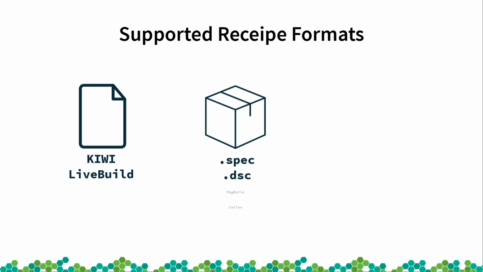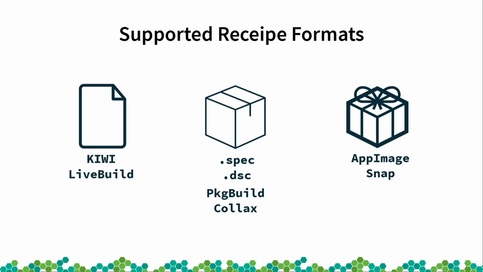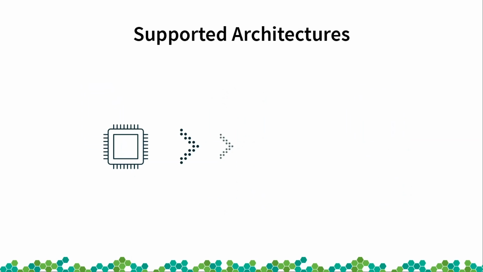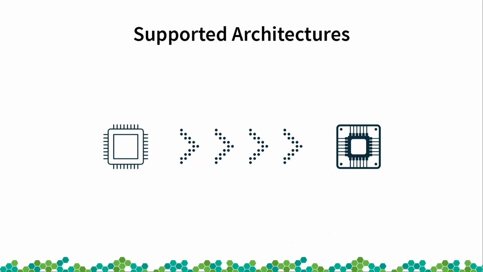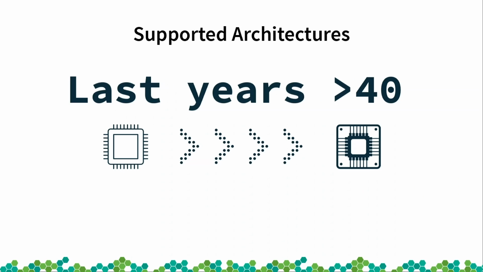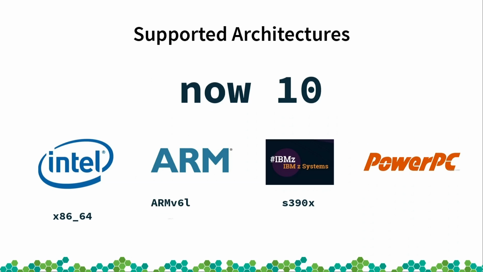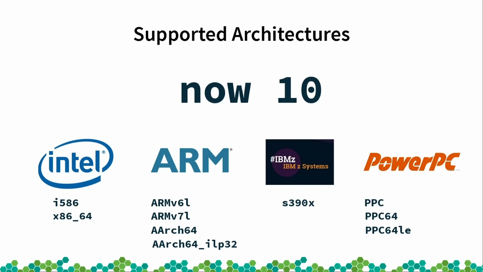After we support also Colax and RPM package build. And from later, also app image and snap. The support architecture in your own instance for a long time we support almost 40 architectures and now we only have 10 of them. The most of them you recognize are like Intel, ARM, and PowerPC.